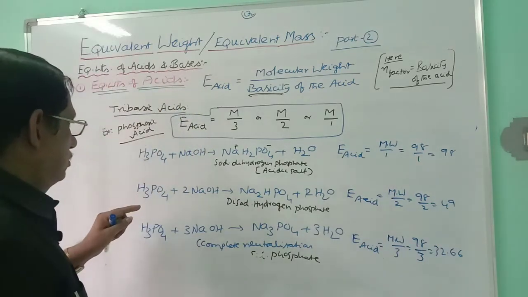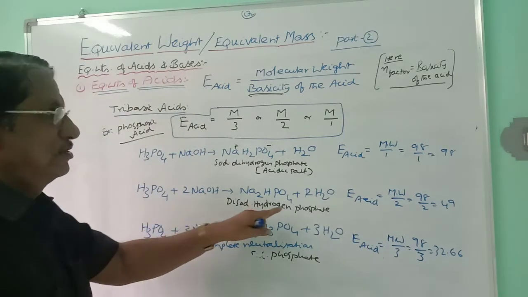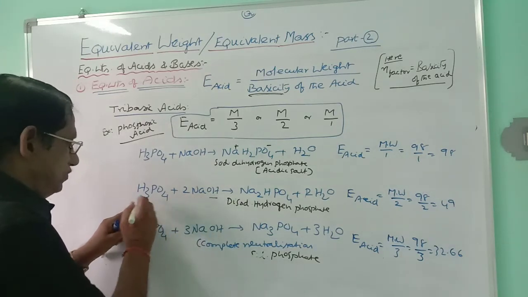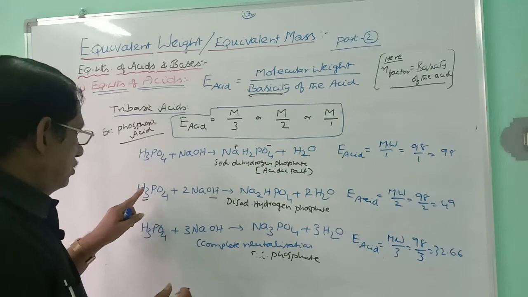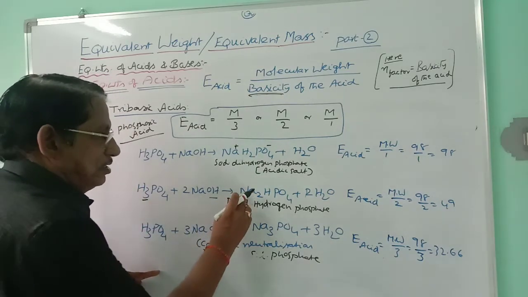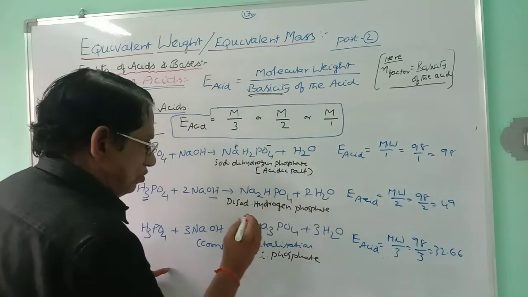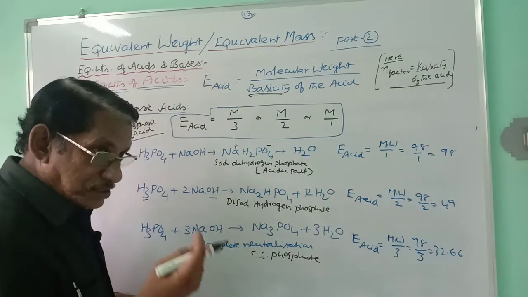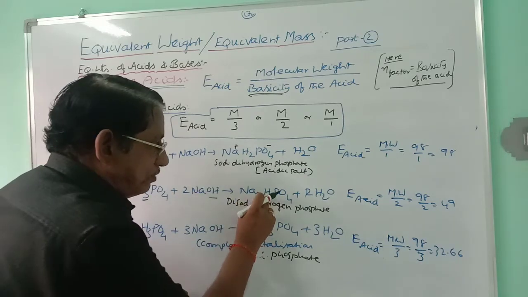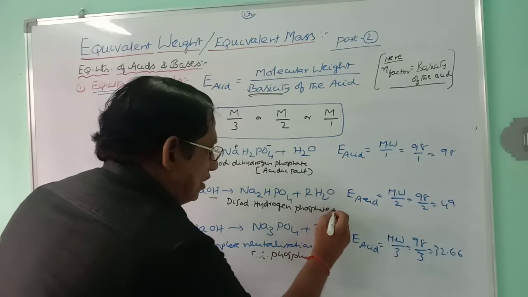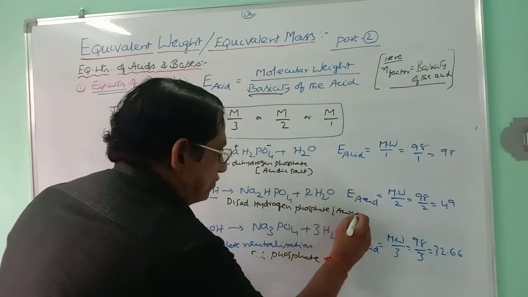And in the second one, neutralization is taking place, but 2 hydrogens are replaced by 2 OH groups here. And so, in the place of 2 hydrogens, 2 sodium ions will be coming there. The salt formed is Na2HPO4 plus 2H2O, disodium hydrogen phosphate. This is also a salt, but still this salt is having one replaceable hydrogen by OH. So, this is also an example of acidic salt.